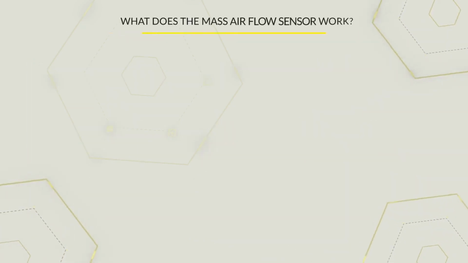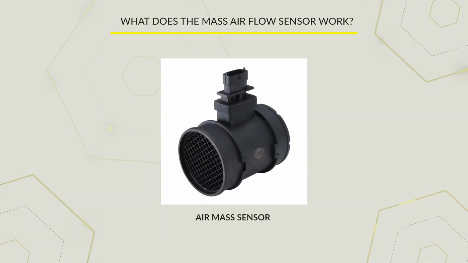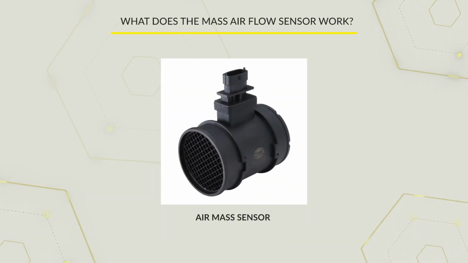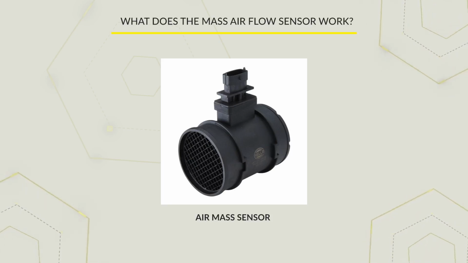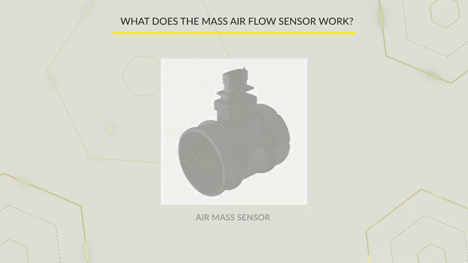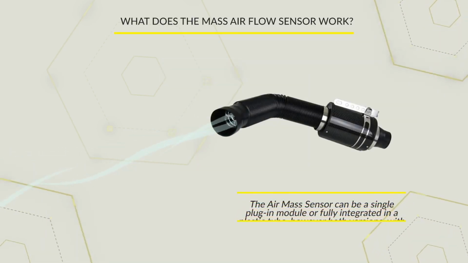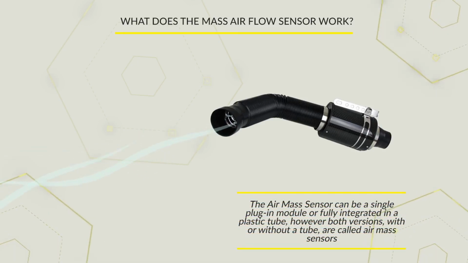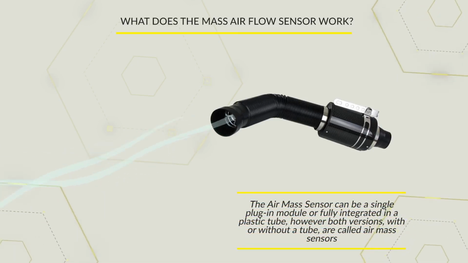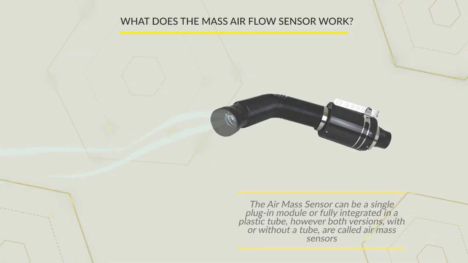How does the mass airflow sensor work? The complete air mass sensor consists of a plastic tube that sucks in air from the outside and passes it over a sensor positioned inside to take the measurement. Depending on the application and vehicle, the air mass sensor can be a single plug-in module or fully integrated in a plastic tube. However, both versions, with or without a tube, are called air mass sensors.